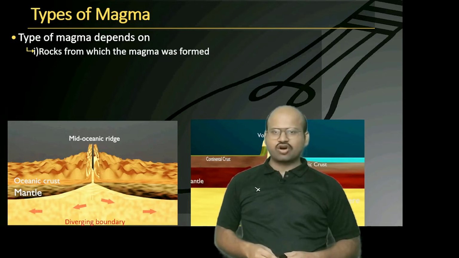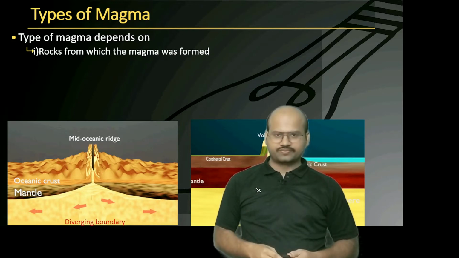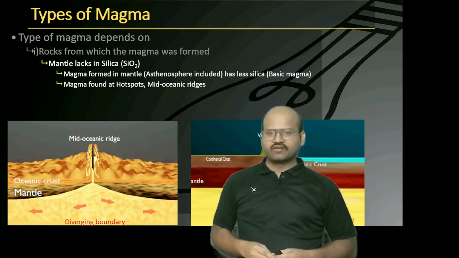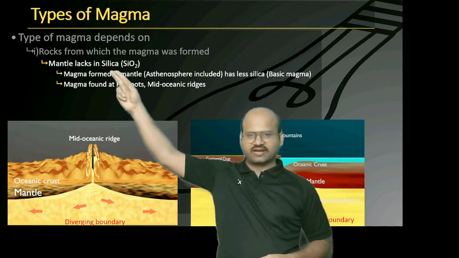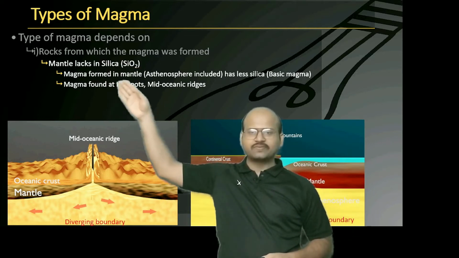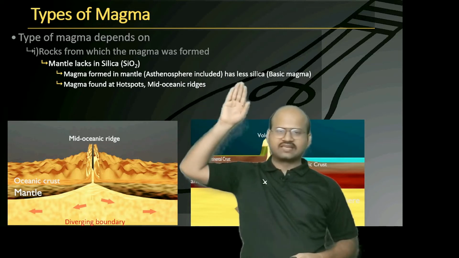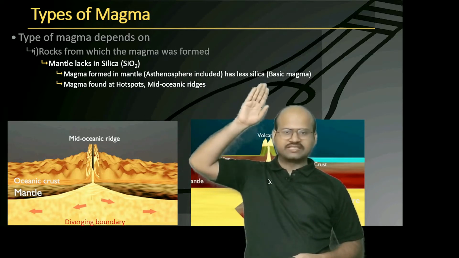The first is rocks from which the magma was formed. Now let's first consider mantle. We know that mantle lacks in silica content. So any magma that comes from mantle will have less silica content and therefore it will be basic in nature.